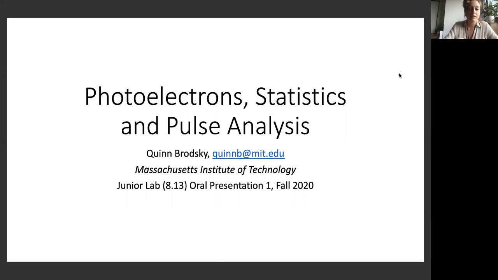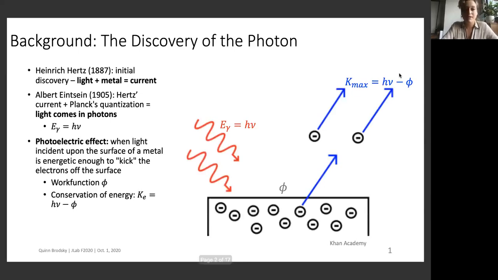So the photoelectric effect is the phenomenon of when light, which is incident upon the surface of a metal, is energetic enough to kick the electrons off of the surface. And then we refer to the electrons as photoelectrons. And each metal has a characteristic property that we call the work function, which here is denoted by phi. And this basically determines the energy needed to free the electron from the surface of the metal.